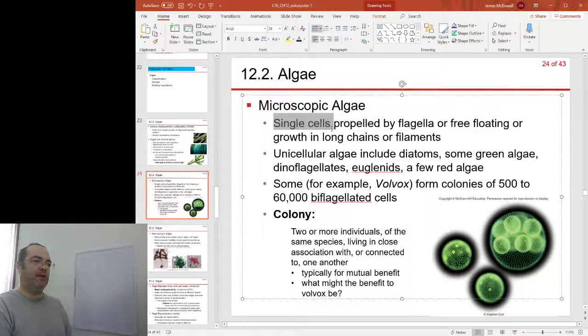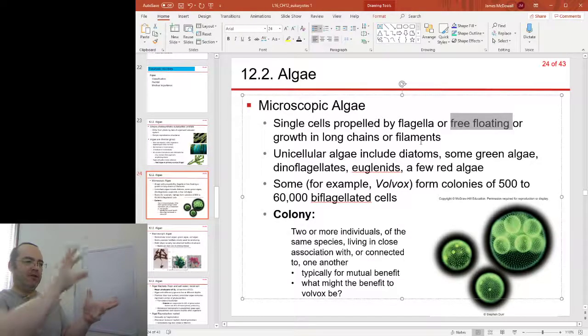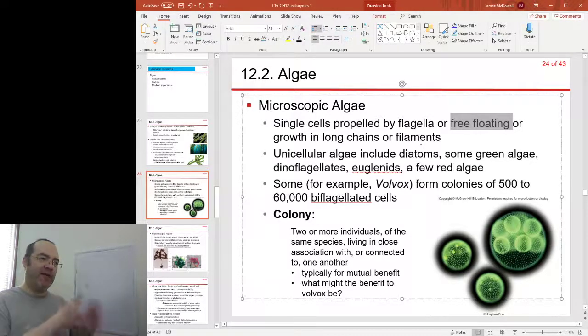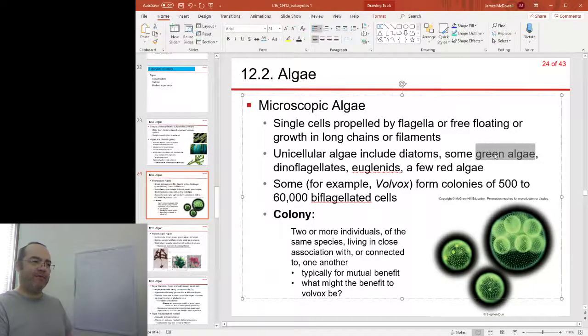Single-celled, often propelled by a flagella, or free-floating. Again, there's a huge variety, because we've plucked the algae out of all these different kinds of organisms. There's really no unifying feature, apart from they're all eukaryotic and they're all photosynthetic, but that covers a very wide range of stuff. So important algae: diatoms are very important. Green algae, these are the ancestors of modern plants. We'll look at dinoflagellates in a second.